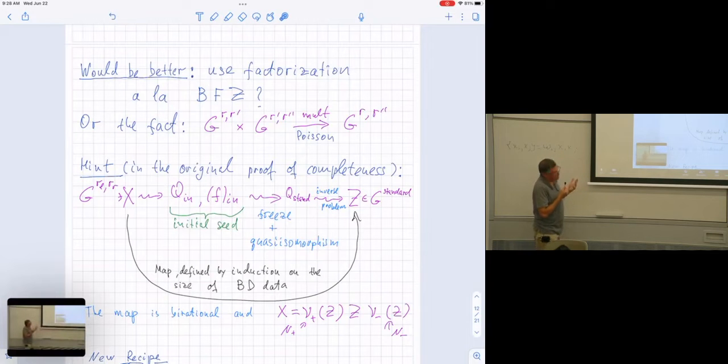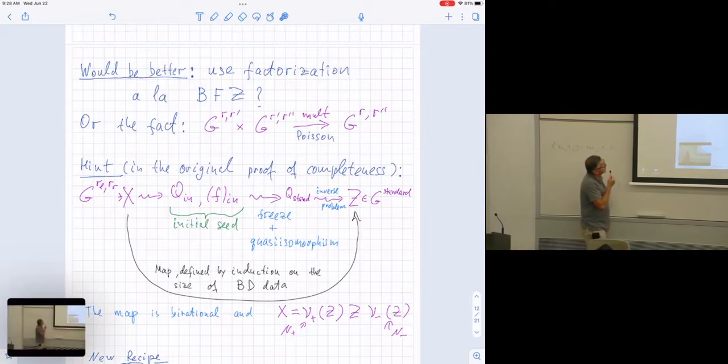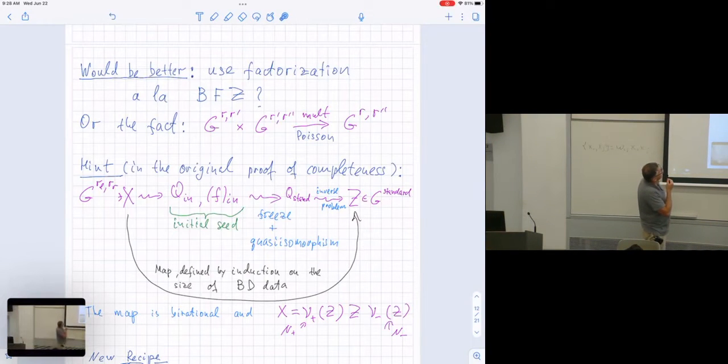So all these features need to be... And so, how to solve this? The hint was actually in our initial proof of existence of a cluster structure, and this is how it was.